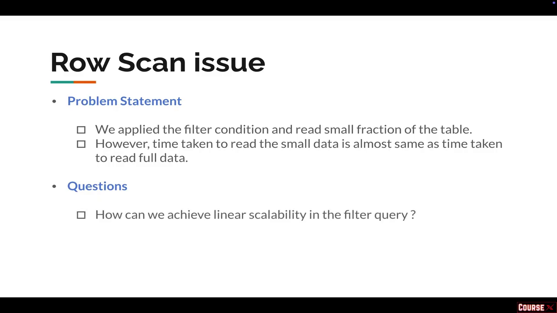Here are their questions. How can we achieve linear scalability in the filter query? Linear scalability means if we are reading, let's say, 1/10 of the data, the time taken should be 1/10 of the full volume read, right? So this is called linear scalability. They are wondering how we can achieve this, because they are reading a small amount of data from a large table, so they expect that the time to read such a small amount of data should be much less than the time to read the whole table. So how can they achieve this linear scalability in the filter query?